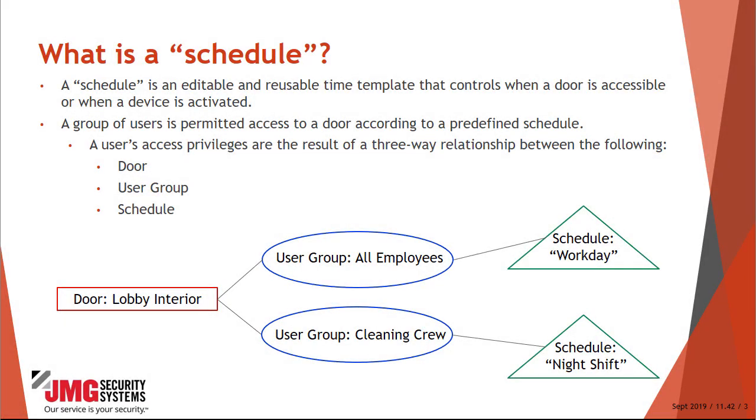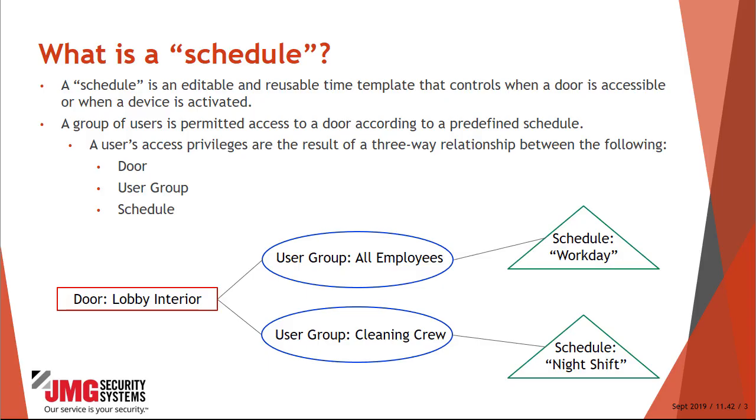Now, let's move on to a schedule. A schedule is an editable and reusable time template that controls when a door is accessible or when a device is activated. A group of users is permitted access to a door according to a predefined schedule. A user's access privileges are the result of a 3-way relationship between the door, the user group, and the schedule.